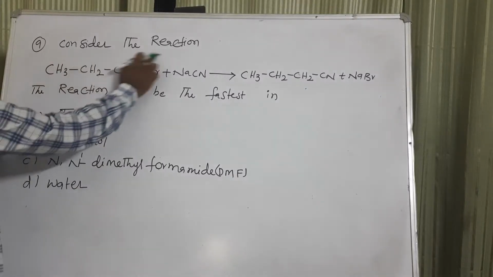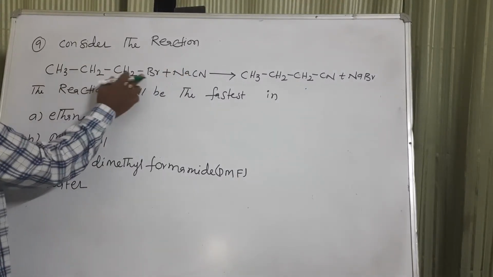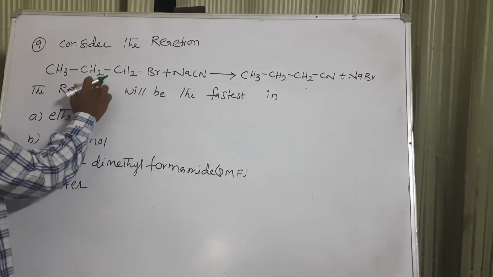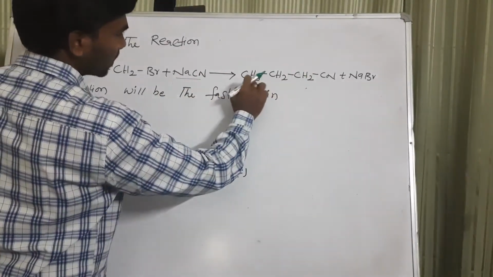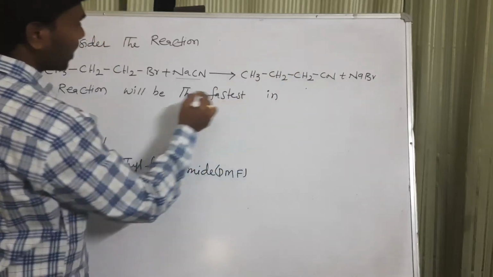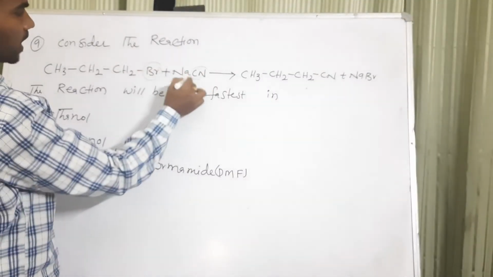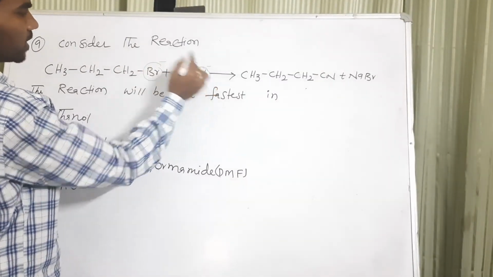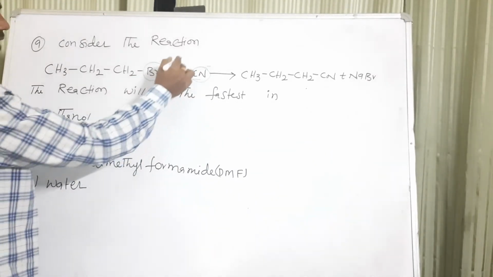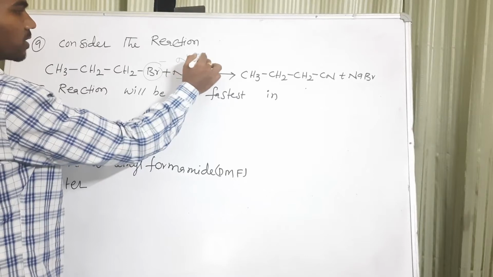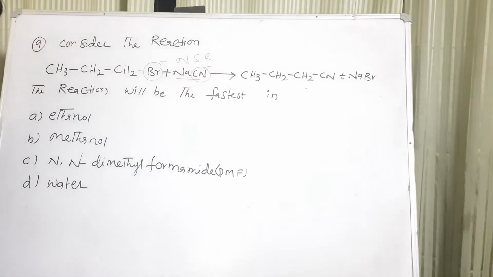Question is like this: consider the reaction CH3CH2CH2Br, meaning 1-bromopropane, reacting with sodium cyanide. It is going to form CH3CH2CH2CN, meaning here bromine is replaced by cyanide. So here Br minus and CN minus. Based on this reaction, it indicates that it is a nucleophilic substitution reaction.